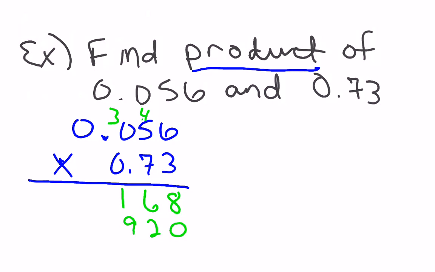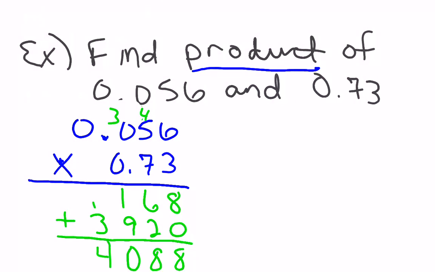7 times 0 is 0, plus 3 is 3, and then 7 times 0. Now, we have a 0 there on the bottom that needs to be multiplied, but it's 0, so we're good there. Go ahead and add these up. So 8 plus 0 is 8. 6 plus 2 is 8. 9 plus 1 is 10. So we need to carry. 3 plus 1 is 4.